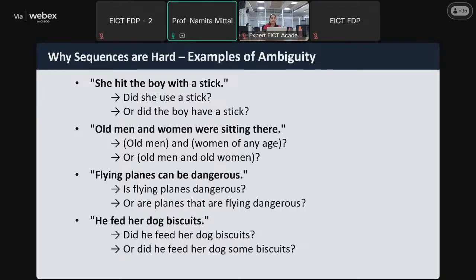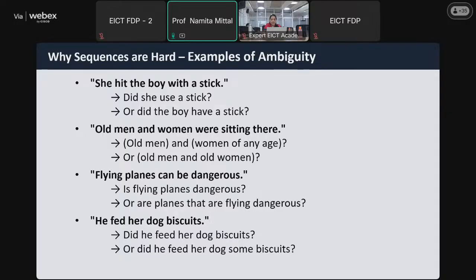So let's take an example where the ambiguity comes in. That is a challenge with NLP. The challenges with NLP are the ambiguities. We'll try to understand different kinds of ambiguities through examples. First is: she hit the boy with a stick. Now there are two possibilities. Did she use the stick for hitting? She hit the boy with the stick. Did the boy have the stick or did she have the stick? There are two questions in mind. So that leads to the ambiguity.